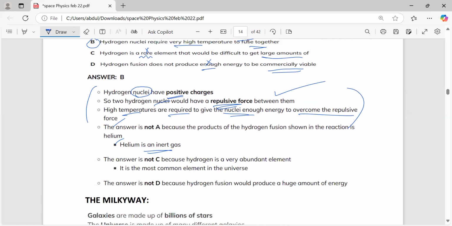C is wrong because hydrogen is a very abundant element, meaning it is frequently available, not a rare element, which is not frequently available. It is the most common element in the universe. So the answer is not D, because hydrogen fusion would produce a large amount of energy. We cannot say that it is producing a smaller amount of energy.